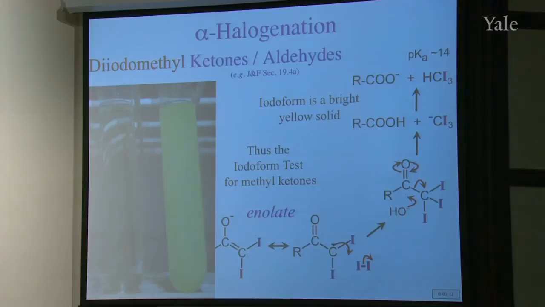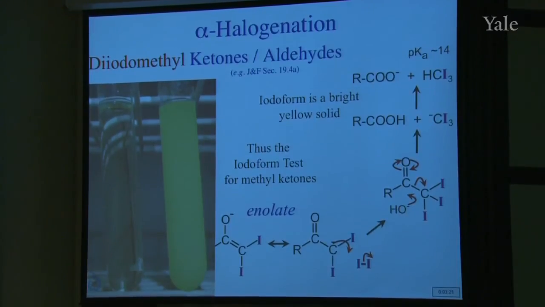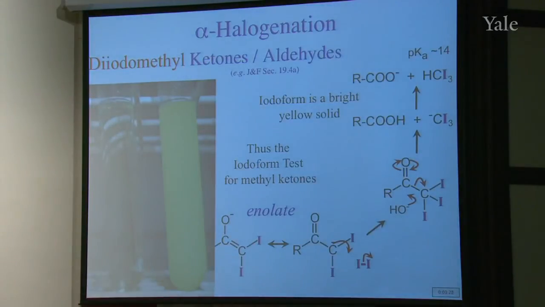solid. So this is a picture. Which one is it? I can't remember which is which here. And you can see here two test tubes. This one had a methyl ketone in it. That one didn't. This one has a yellow precipitate. So that was a handy way of identifying methyl ketones in the days before spectroscopy.